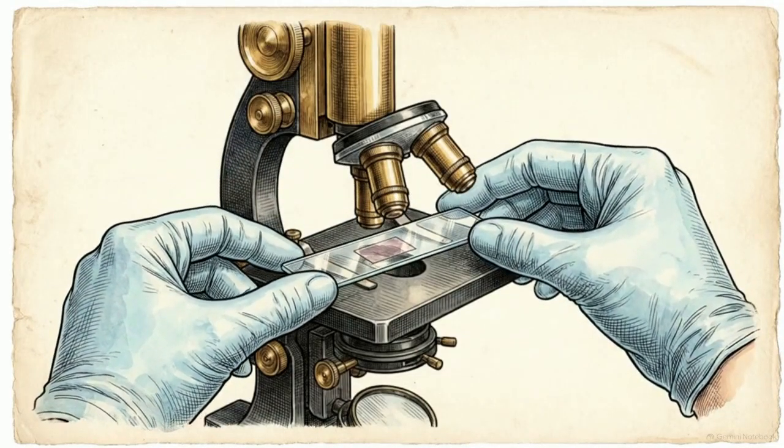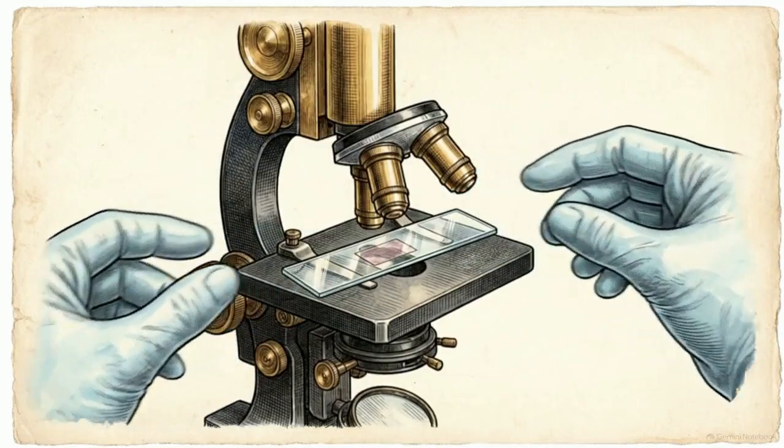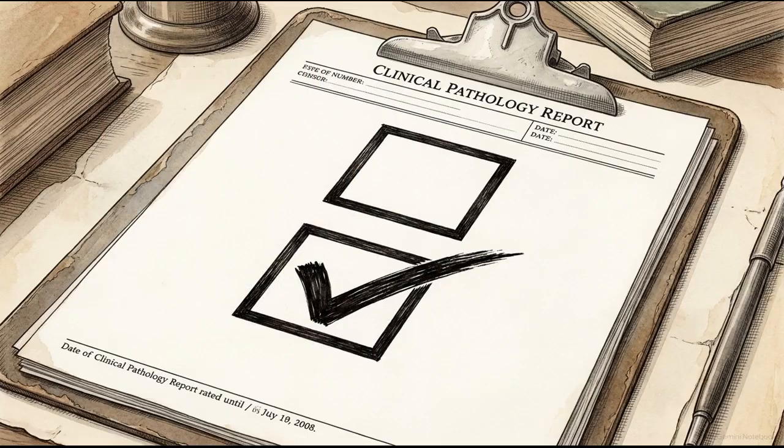A technician prepares a standard biopsy slide and scans the tissue under a microscope. The resulting clinical assessment follows a binary protocol. The pathologist evaluates the sample and assigns one of two labels, TLS present or TLS absent.